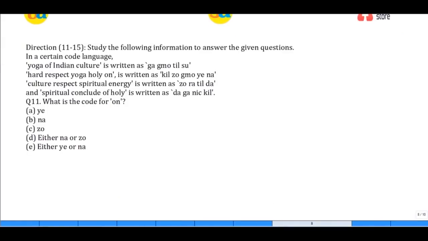डायरेक्शंस 11 to 15. अगेन ये भी एक सिंपल कोडिंग डिकोडिंग का क्वेश्चन है. योगा ऑफ इंडियन कल्चर, अगर ऑफ देखें तो यहाँ भी कॉमन है और यहाँ भी कॉमन है. तो ऑफ का कोड हो गया है GA. योगा है फर्स्ट और सेकंड दोनों में है, तो योगा का कोड अगर हम देखें तो GMO है. इंडियन कहीं भी नहीं है, कल्चर कहीं फर्स्ट और थर्ड में है. तो कल्चर का कोड हो गया है TIL. तो इंडियन का कोड हो गया SU.